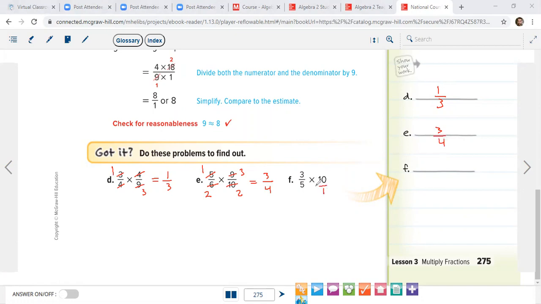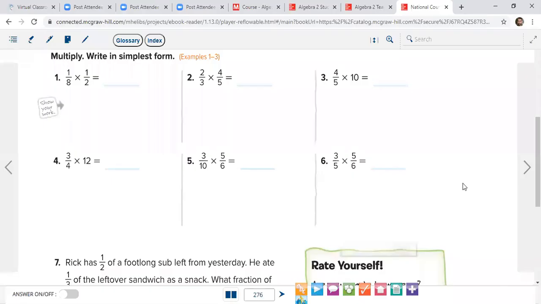10 is like 10 over 1, and we can use cancellation between the 10 and 5. Divide by 5 is 1, divide by 5 is 2. So 3 by 2 is 6. 1 by 1 is 1. 6 over 1 means 6.